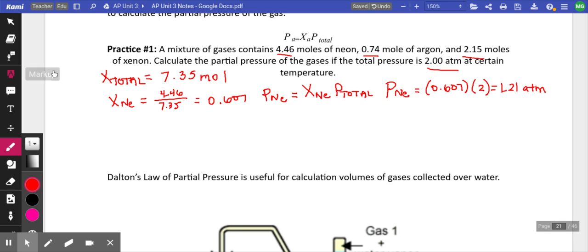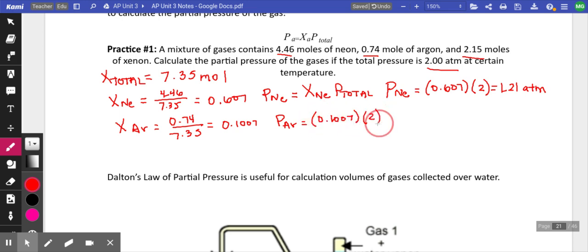And I can do this for all of my gases in the mixture. I can calculate my mole fraction of argon by taking the moles of argon, which is 0.74, over my total moles in the mixture. And that's going to give me a mole fraction for argon of 0.1007. Then I can calculate the partial pressure of argon by taking that mole fraction, which is that 0.1007, and multiplying it by the total pressure. That's going to give me a partial pressure of 0.201 atmospheres for argon.